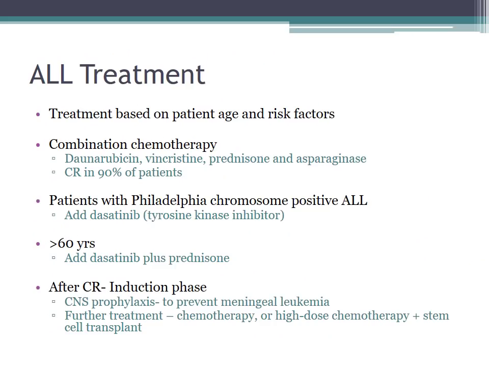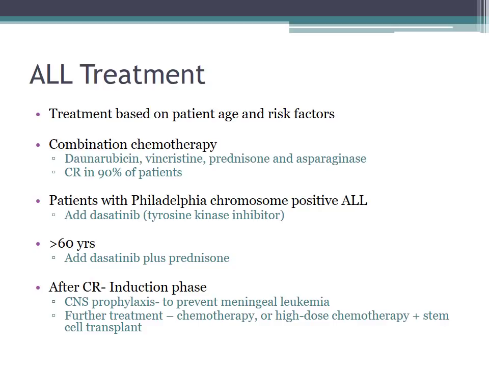The treatment for ALL is based on the patient's age and several different risk factors. The typical treatment will use a combination chemotherapy, and this usually involves daunorubicin, vincristine, prednisone, and asparaginase. And remission with this treatment is in about 90% of patients.